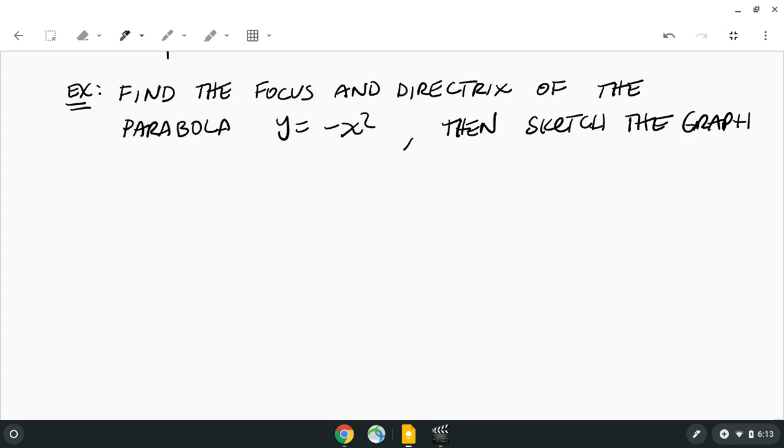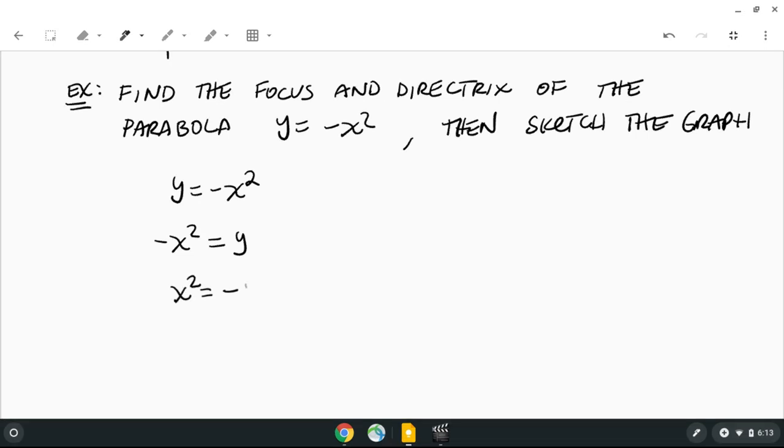All right, so let me bring that equation down here. This is the traditional way that you are used to seeing the equation written. But again, in this section, we have it so that the x squared is by itself. So let's go ahead and first switch them. So it's negative x squared equals y. And then we have to solve for x squared. So x squared equals negative y.